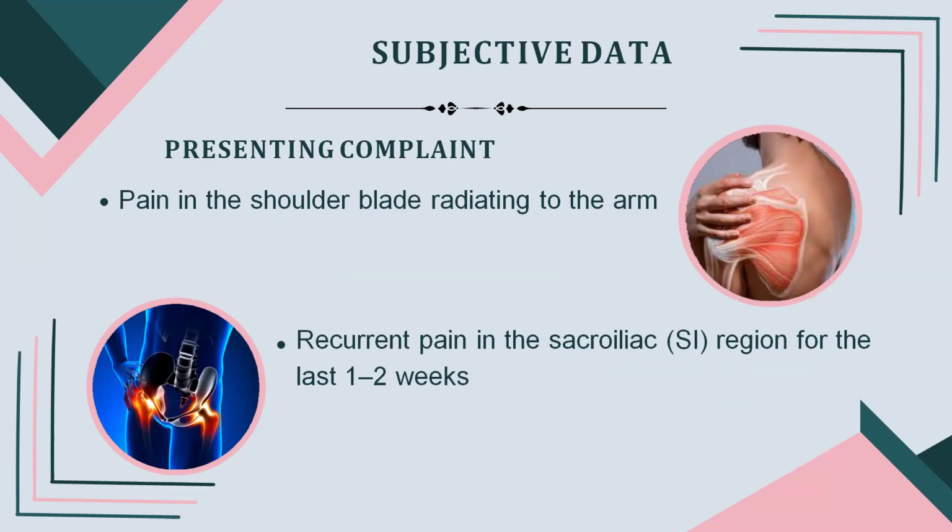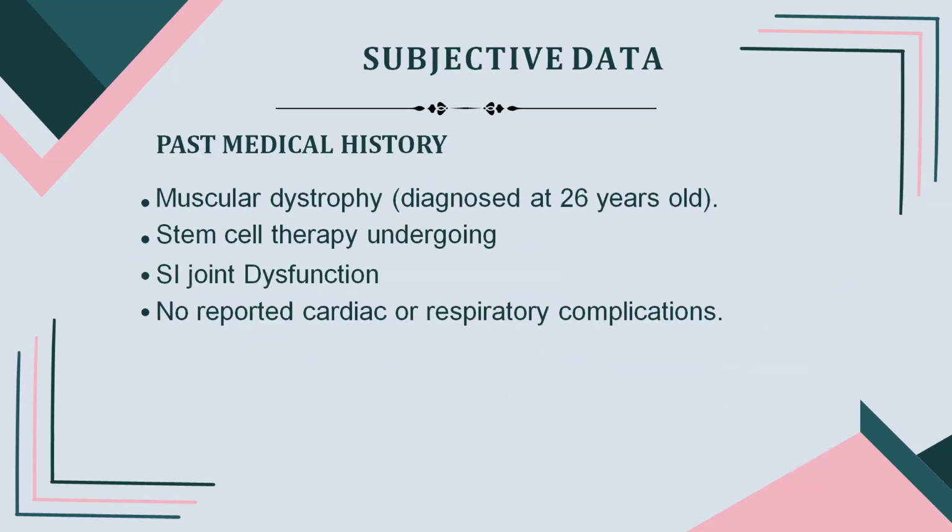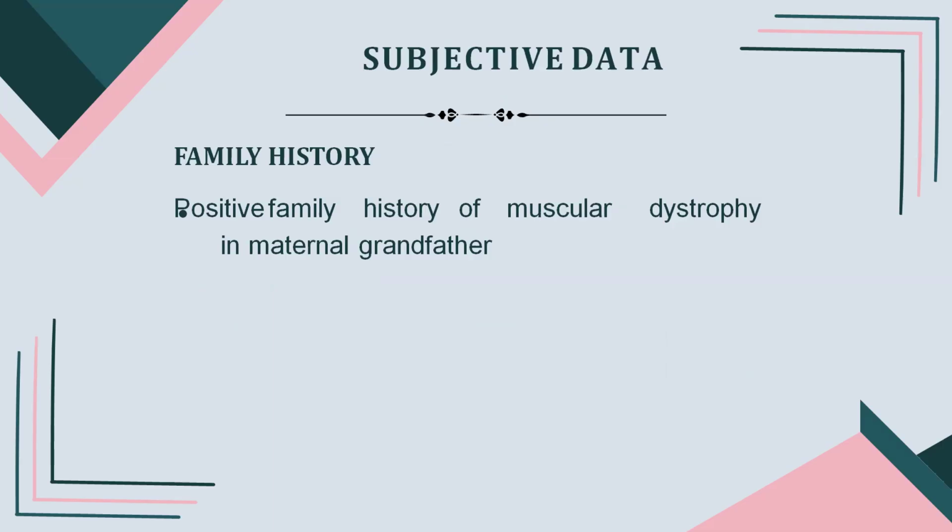Chief complaint was shoulder blade pain radiating to the arm and recurrent sacroiliac pain for the past few weeks. In the past medical history, diagnosed case of muscular dystrophy, underwent stem cell therapy and remains compliant with regular physiotherapy and exercises. No reported cardiac or respiratory complications. In family history, positive as his maternal grandfather had muscular dystrophy.